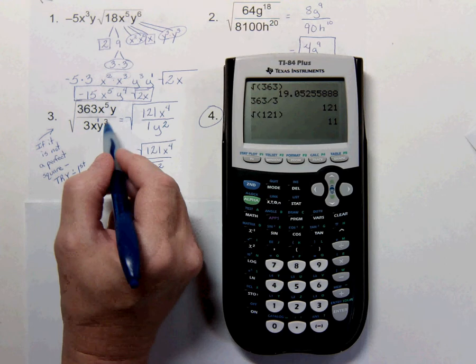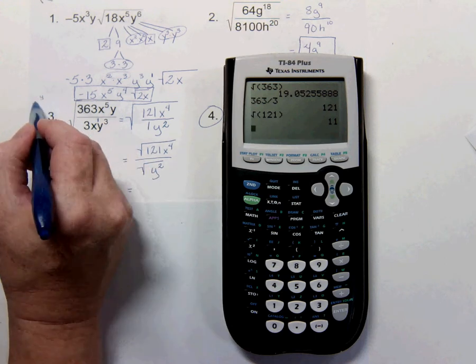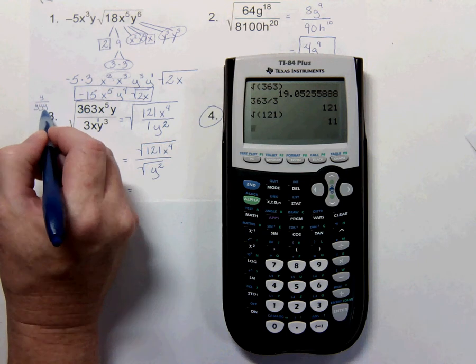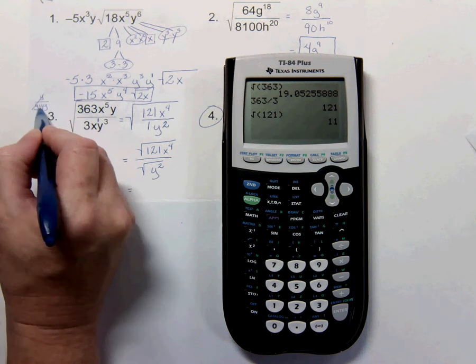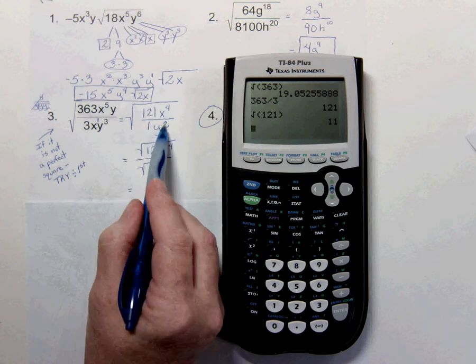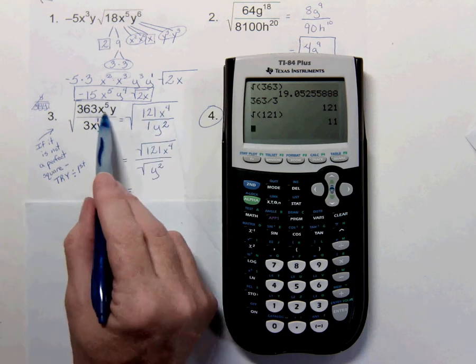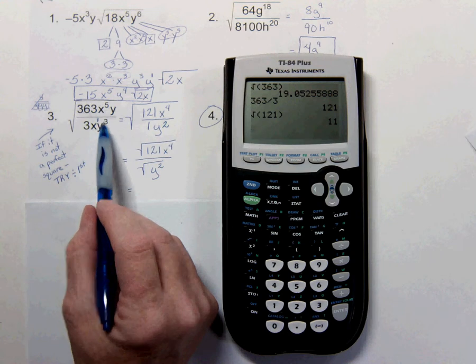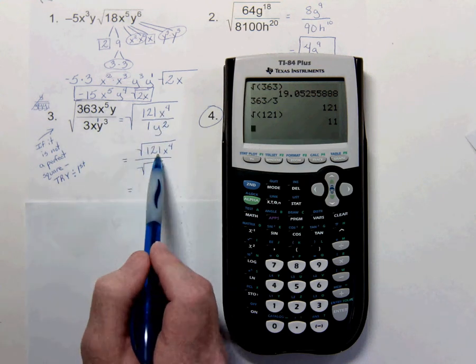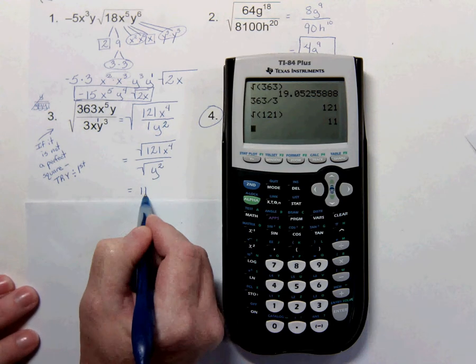To visualize this, think of it this way. You've got a y on the top, and you've got 3 y's on the bottom. If you cancel these out, how many y's are left in your denominator? 2. So that's where these count, showing a lot of the factorization. I didn't show it written out. But the square root of 121 is actually 11. We just determined that with our calculator.